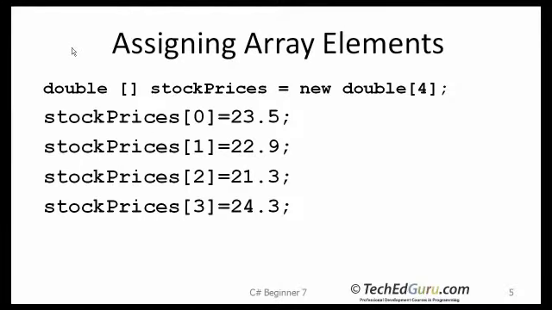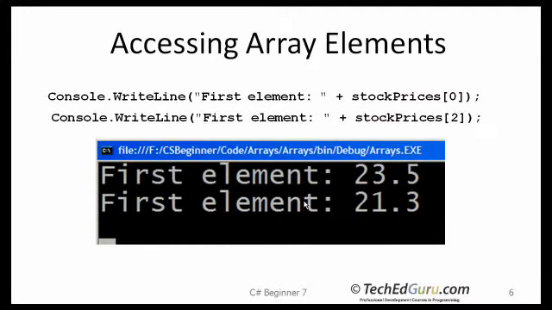Assigning array elements. In this example, we are creating an array of 4 elements and then assigning a value to each element. In a real-world situation, you will probably read the stock prices from a database or a file. Accessing array elements. Here we are accessing the first and the third elements of the array. Keep in mind that the first element always has an index of 0 and the last element has an index of size minus 1, in this case 3.